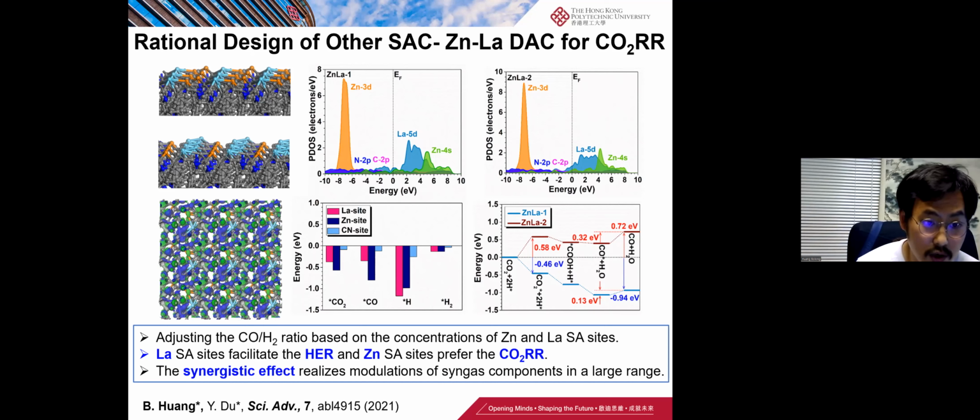By adjusting the ratio of these two sites, the corresponding components of the syngas can be modulated in a large range. This work further supports our predictions for high electroactivity and stability of lanthanide-based DACs. From the first step, from theoretical, to the second step, now the verification by the experiments.